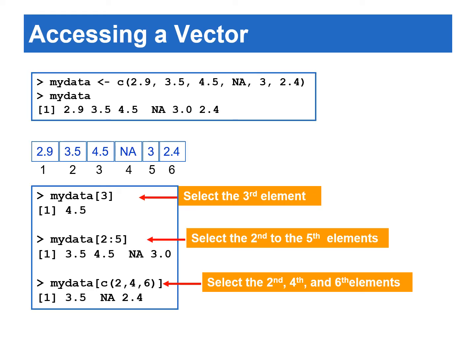Once a vector is created, a common task is accessing the elements of a vector. One way to access elements of a vector is by enclosing the position numbers within a pair of square brackets. The first example returns the third element of my data, which is 4.5. To access a series of elements in the sequence, we can specify the beginning and ending indices within the square brackets and separate them by a colon. If the elements that we want to access are not in sequence, we can separate position indices by commas within the C function.